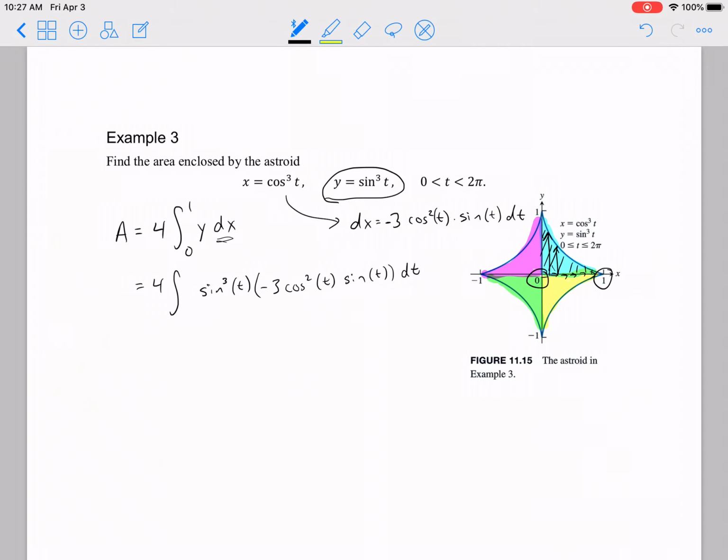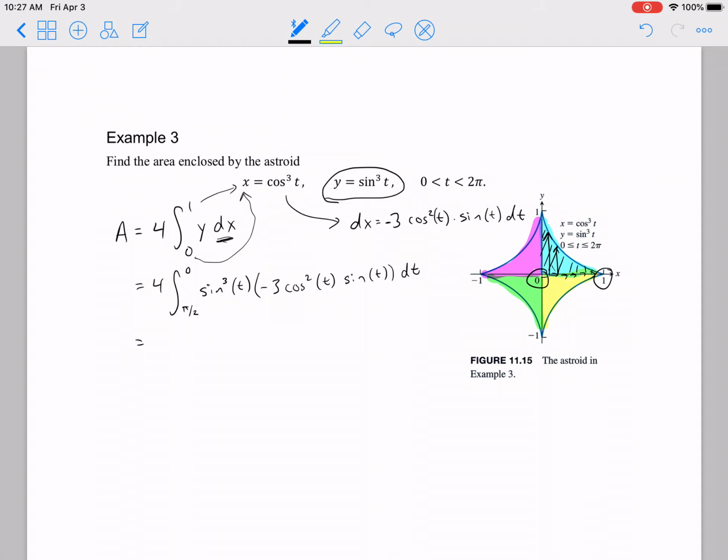So what we have to do is figure out what our new limits of integration are. This was over x, so we need to plug these back in. We'll plug 0 in for x, take the cube root of it, and then take the arc cosine. When is cosine equal to 0? That's at pi over 2. Then we can plug the 1 in and take the cube root, it's still 1, and ask when is cosine equal to 1? That's at 0.